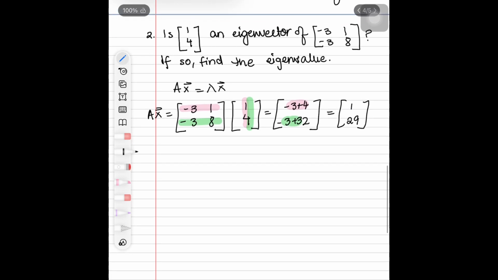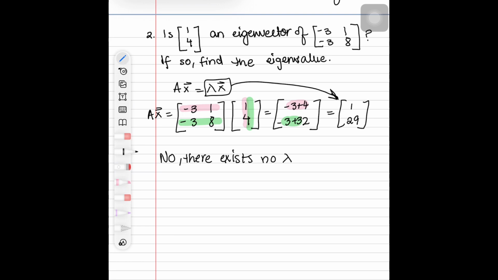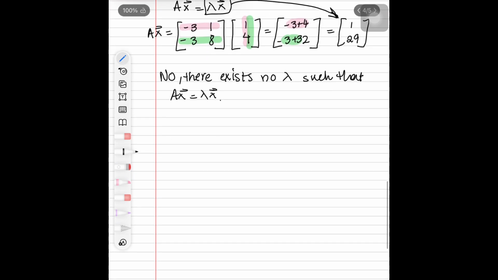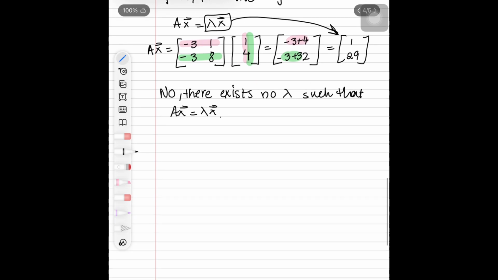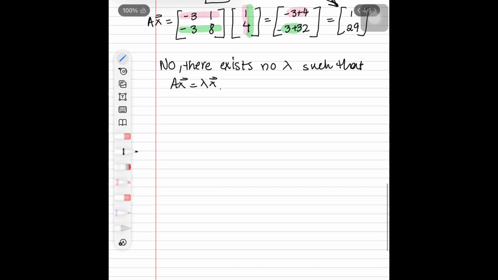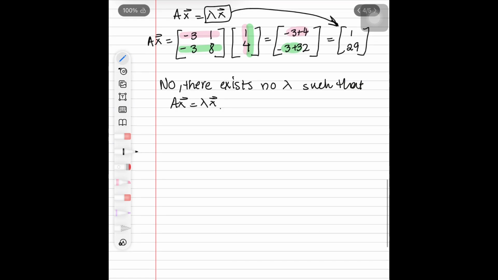So as you can see, there's nothing that could be written as lambda times x to be equivalent to this. So we'll just say no. So there exists no lambda such that Ax is equivalent to lambda x. Let's go over another one.